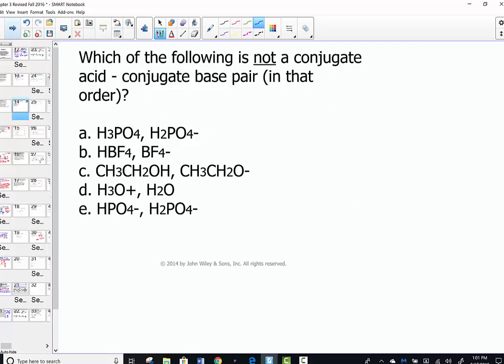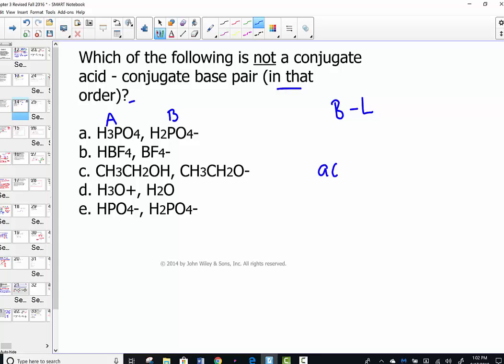I pulled this one from an old test question, just as practice before we change gears and talk about Lewis. It's Bronsted-Lowry theory. So, which of the following is not a conjugate acid, conjugate base pairing? And notice it says in that order. So I've got a list. What's written first is the acid, and what's written last are the bases. Which one of these does not follow the correct form?